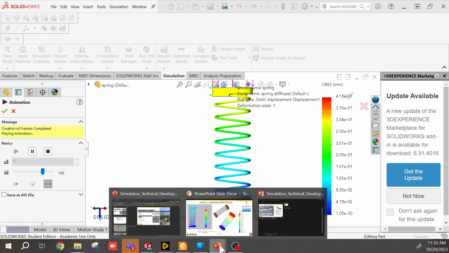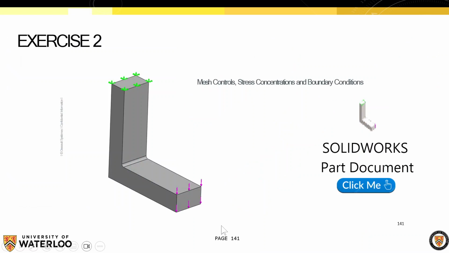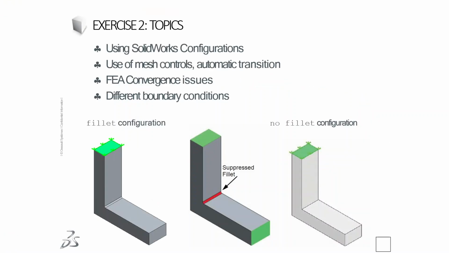Next slide. So exercise 2 is this L bracket, and we're going to put this thing into bending and see what happens. It's going to show us a few things. It's going to add some importance to mesh density, because we just arbitrarily used the auto mesher on the last one, and we're going to ask, okay, what happens when we have this fillet here?